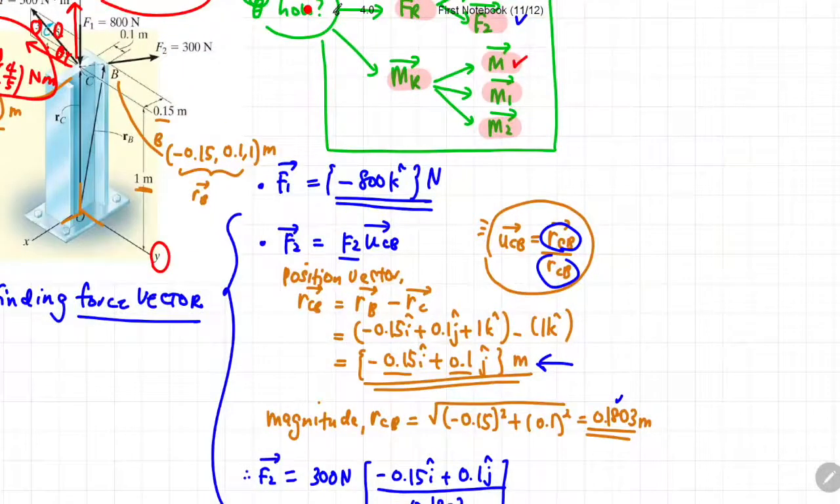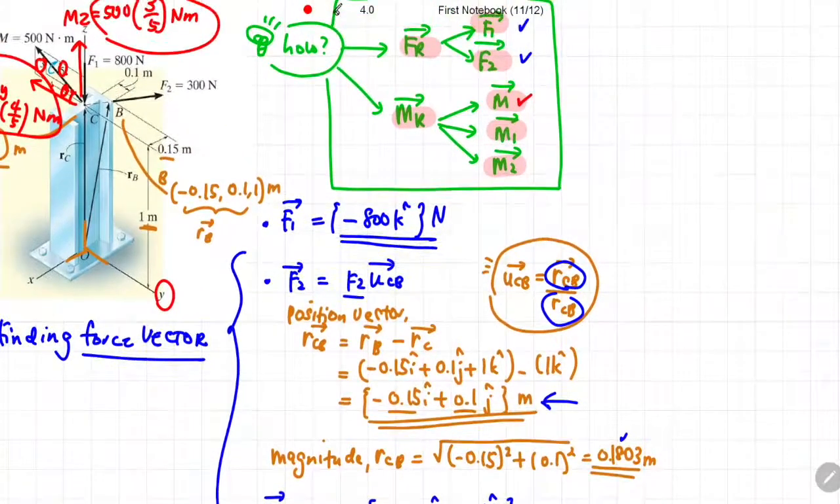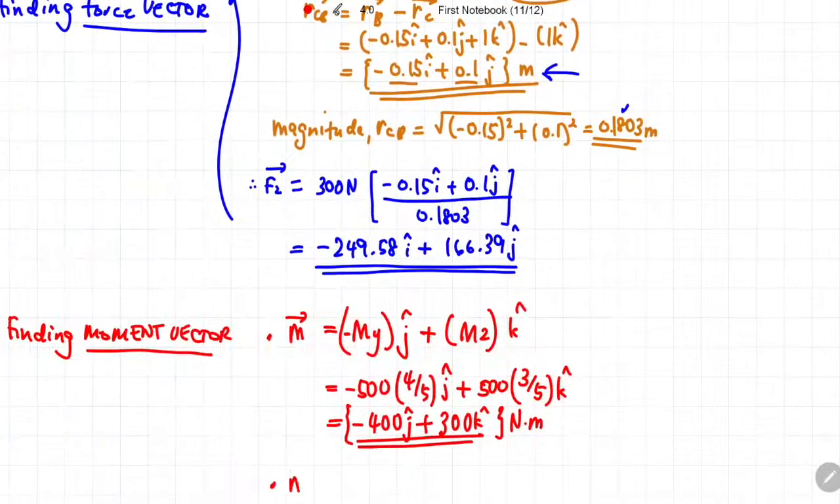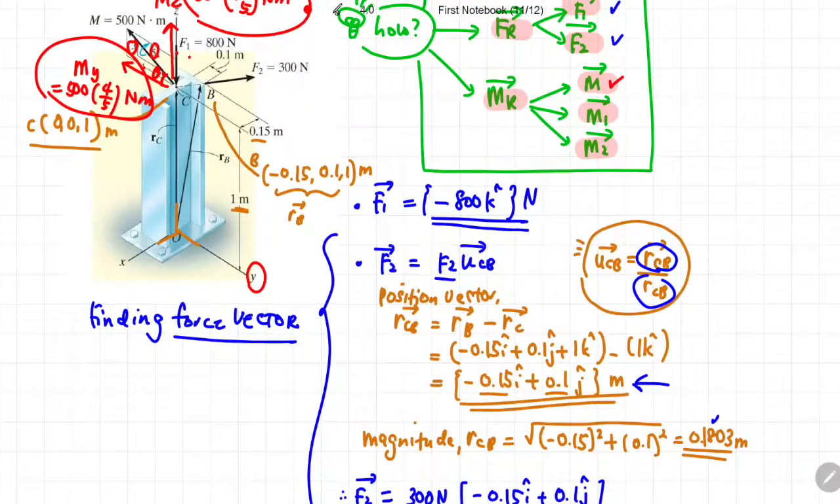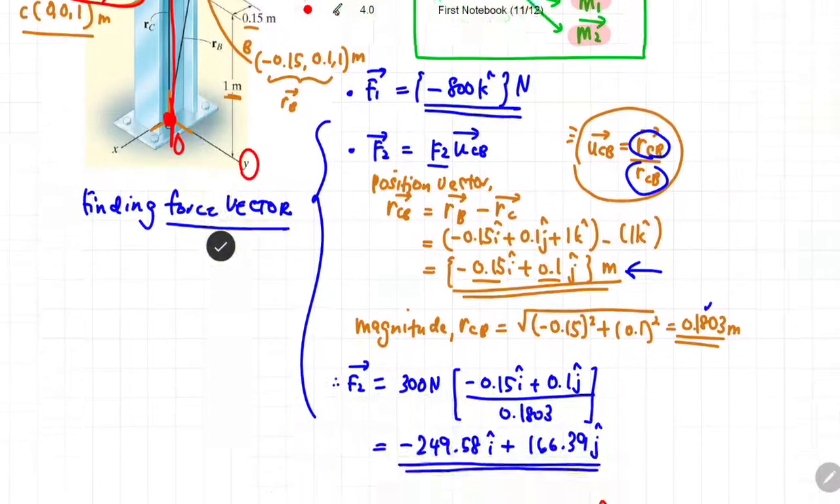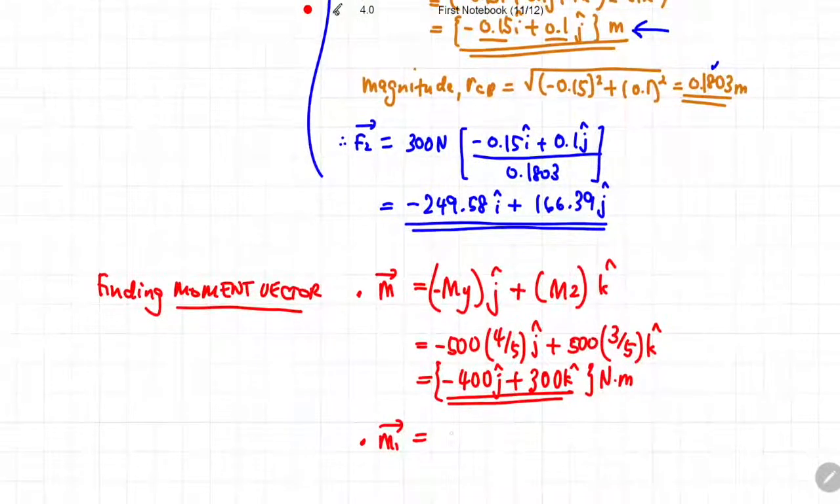Based on our checklist, the vector M is done. So the next thing we need to look for is the vector M1. Now, if you look carefully at the figure given, the force 1 passes through the rotation point O. So you know from the previous exercise, any force which passes through the rotation point or the rotation axis would not create any magnitude of moment. So the moment 1 would be 0.